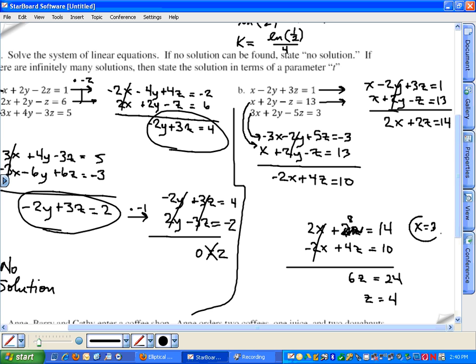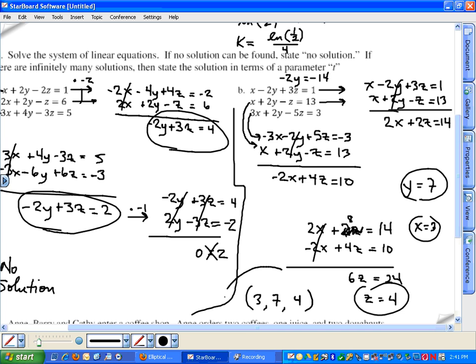And now if we take z is equal to 4 and x is equal to 3 up into one of the original equations, if x is equal to 3, then that's a 3. If z is equal to 4, then that's plus 12. 3 plus 12 is 15. If you take 15 from 1, you're going to end up with negative 14. So we're going to have negative 2y is equal to negative 14. Divide by negative 2, which gives us y equals 7. So the solution is 3, comma 7, comma 4.